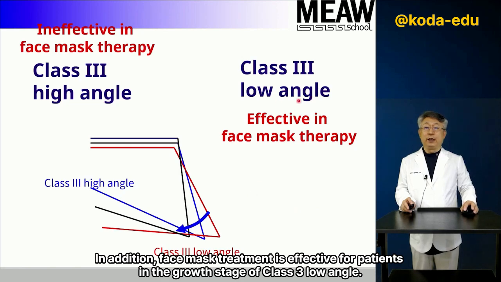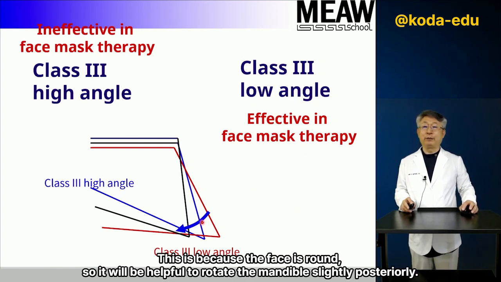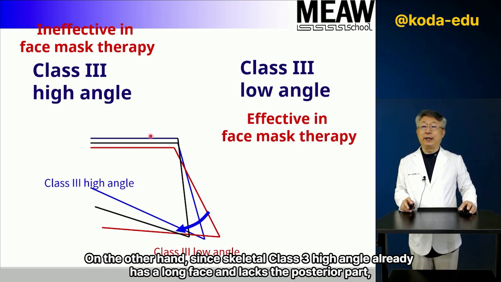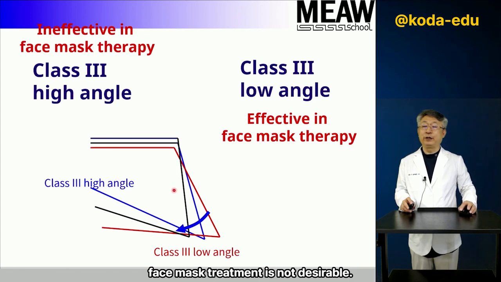In addition, face mask treatment is effective for patients in the growth stage of Class 3 low angle. This is because the face is round, so it will be helpful to rotate the mandible slightly posteriorly. On the other hand, since skeletal Class 3 high angle already has a long face and lacks the posterior part, face mask treatment is not desirable.